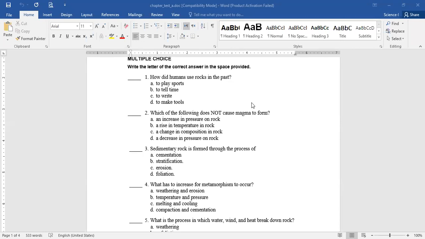Yes, Hannah? B, to tell time. How could you use rock to know the time? Okay, to make tools. To make tools. So it's D, not B, yes?